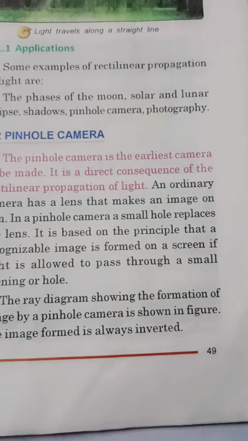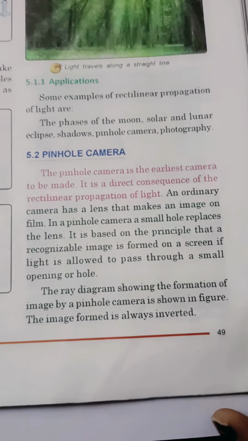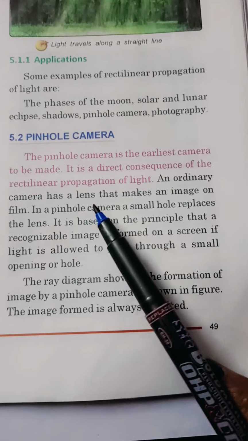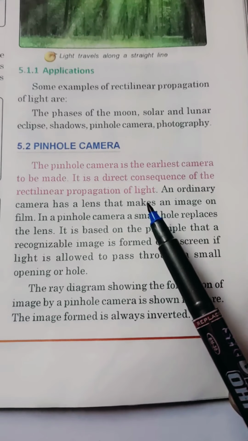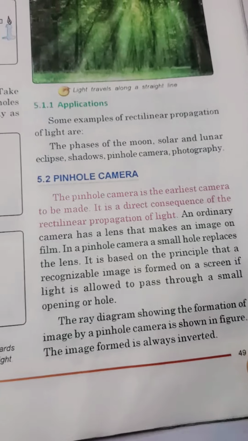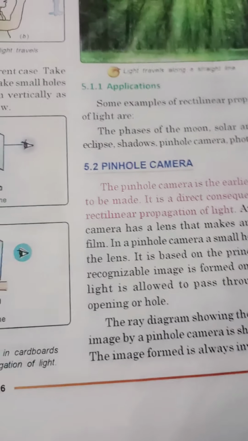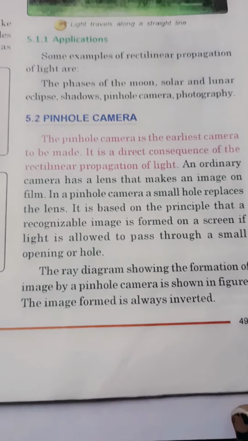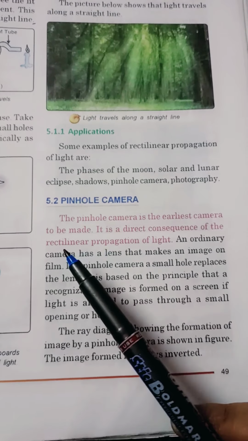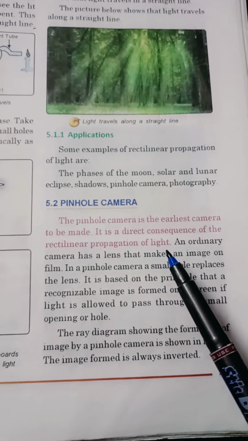Pinhole camera is the earliest camera to be made. It is a direct consequence of the rectilinear propagation of light. Okay, so actually the earliest camera that we used to have was the pinhole camera, and it works on the principle of rectilinear propagation of light.